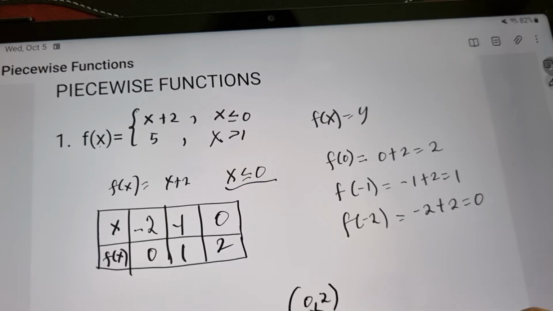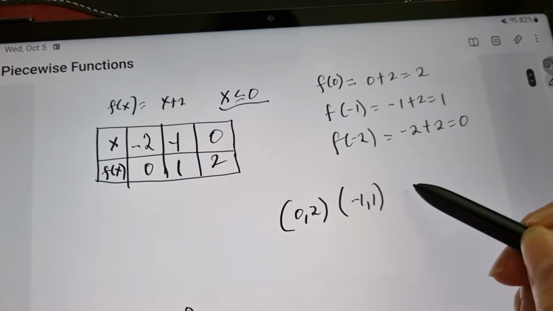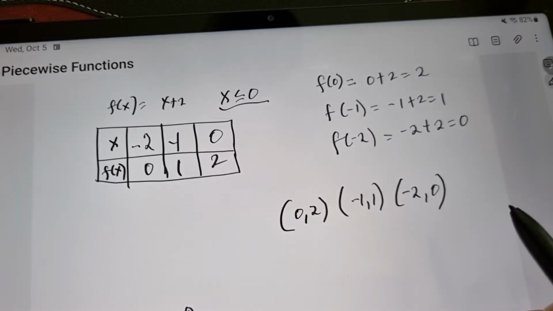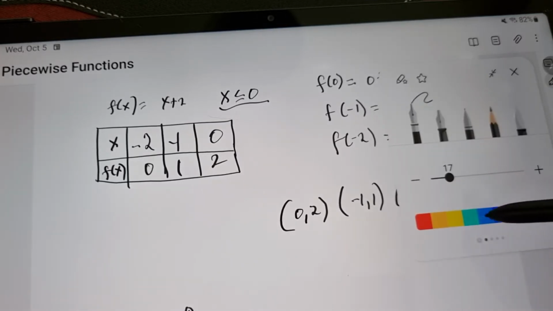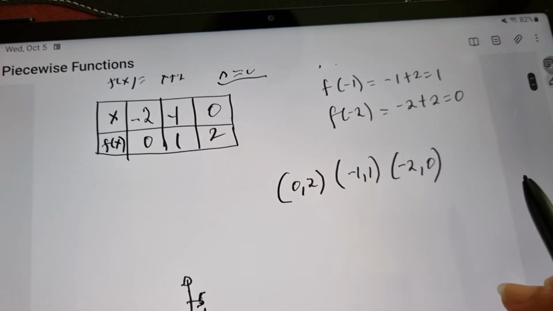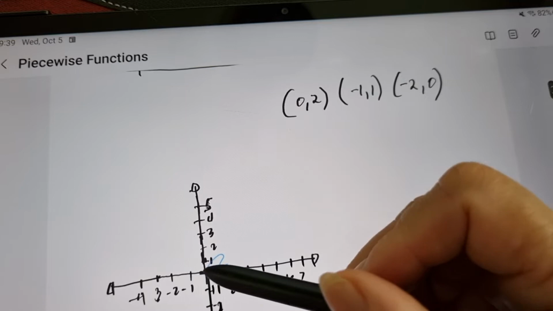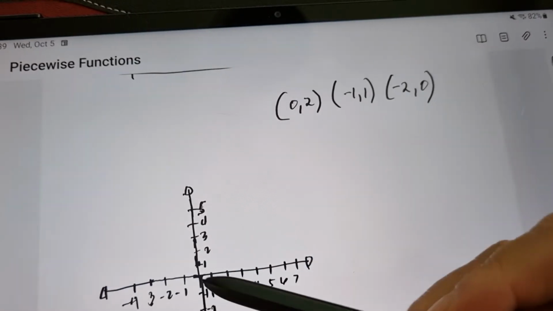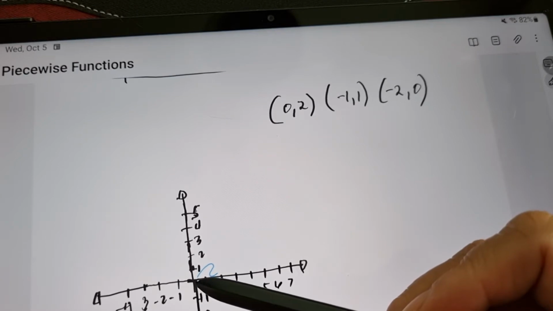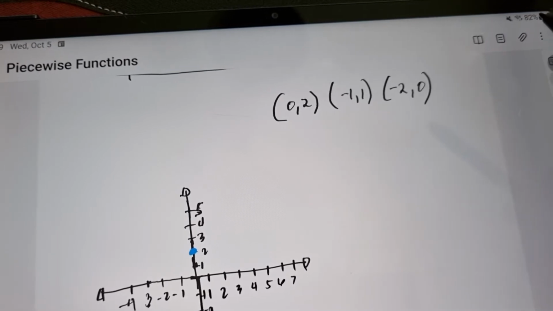0, 2. Ang x natin ay 0, ang y natin ay 2. Then we have negative 1, 1. And then we have negative 2, 0. Okay. So now, pwede nating i-graph na natin yung mga points na yan. Okay? So here, sabi dito, kasama ang 0, di ba? So kasama ang 0, nandito yung x. Ang focus natin, ang titingnan natin yung x. So ang x natin ay 0, which is kasama siya. So nandito ngayon ang point. So gagawin natin, magiging shaded circle. Kasi ibig sabihin yan kasama yung 0 na x.